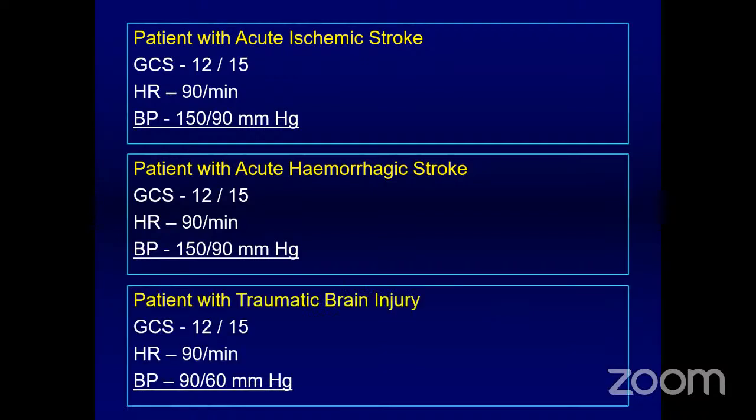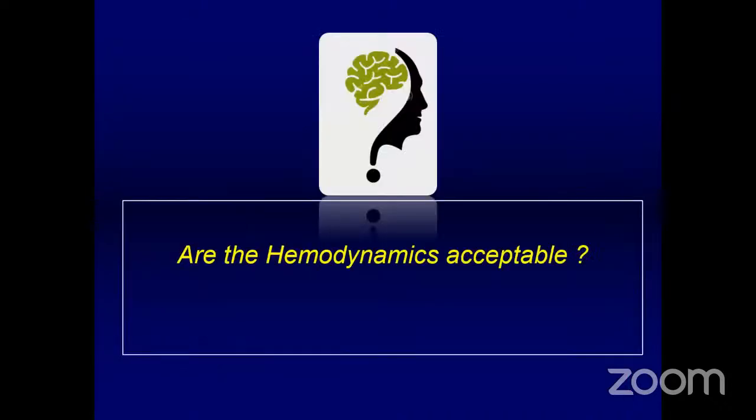Now, look at a patient who has come to us with traumatic brain injury. He again has a GCS of 12/15, his heart rate is 90, and his blood pressure is 90/60. Is this blood pressure suitable or adequate for a patient of TBI? To look at these answers, we will go into the understanding of the hemodynamics and whether these hemodynamics are acceptable.